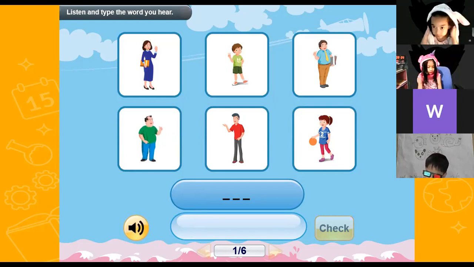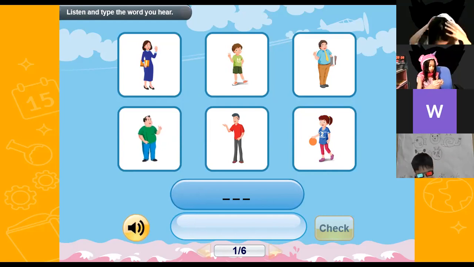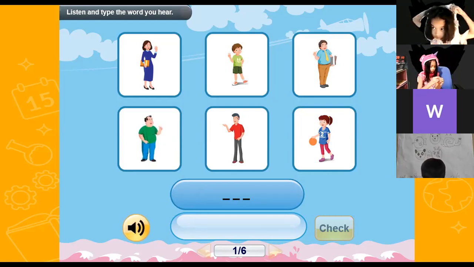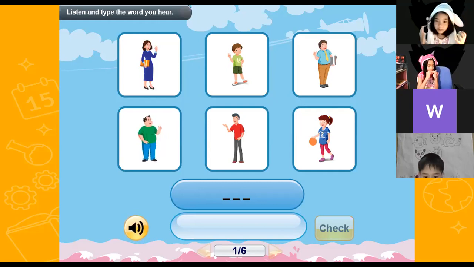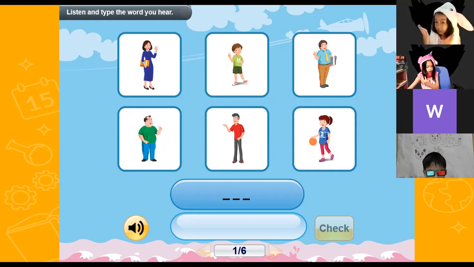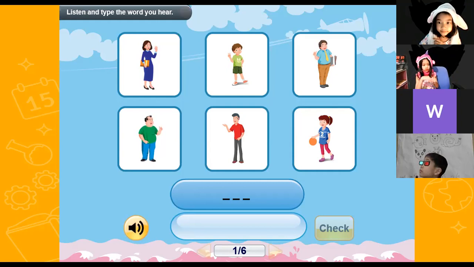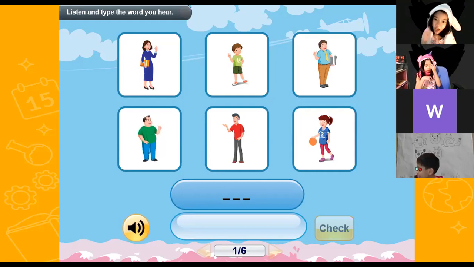Okay, we are on the same page. Here it is. Please, eyes on the screen, everyone. Listen and number. Look at the pictures. Listen. There is one example. One.